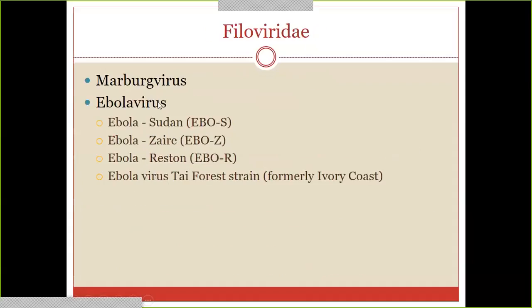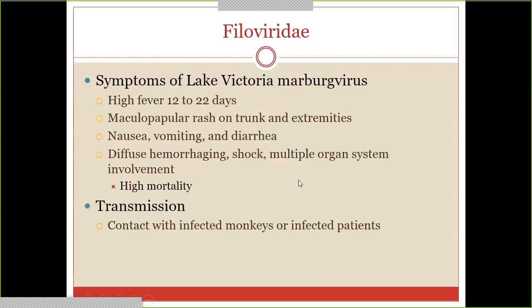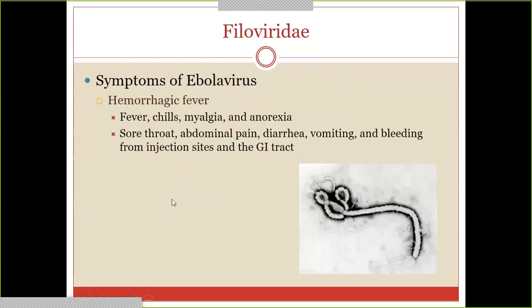Filoviridae is where your Ebola virus resides, and the Marburg. Both of these are hemorrhagic viruses. So this just talks about Marburg virus a little bit. Marburg was named because it was first discovered in Marburg, Germany, with infected monkeys. But again, high mortality rates, hard to treat. They pass quickly. They cause a panic. You get the idea. Ebola, here's Ebola.